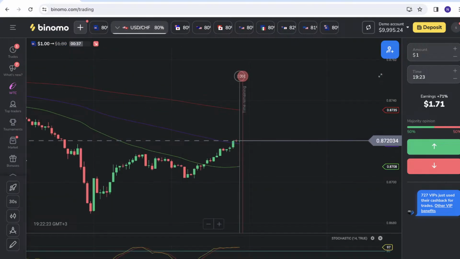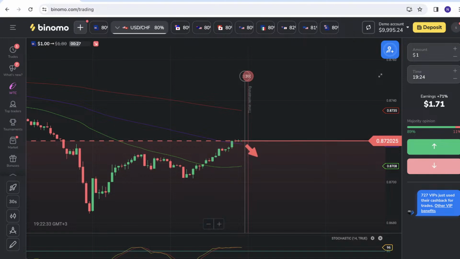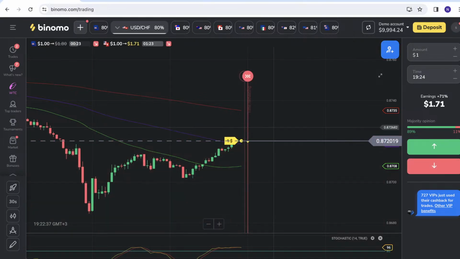Maybe here also we will get a good signal. Let's wait a little bit more. When stochastic gives us a signal, we will open a down trade. Maybe we can open here right now so we don't have to wait so long.